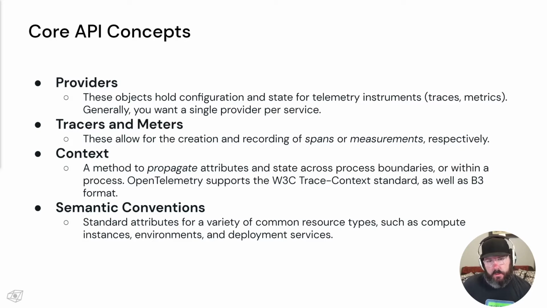Finally, the last core concept in the API is this idea of semantic conventions. Semantic conventions are really attributes for common resource types, things like databases or compute instances, deployment services like Kubernetes, and these are ways to say: how do I represent a host name in OpenTelemetry? Well, there's a semantic convention for that. How do I represent a database instance in OpenTelemetry? There's a semantic convention for that. A SQL query, again, semantic conventions. So these are actually defined at the API level and can be extended by extending the API.